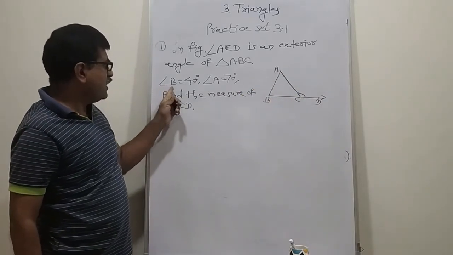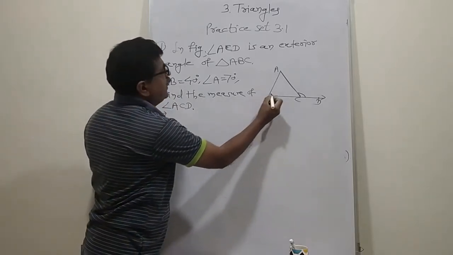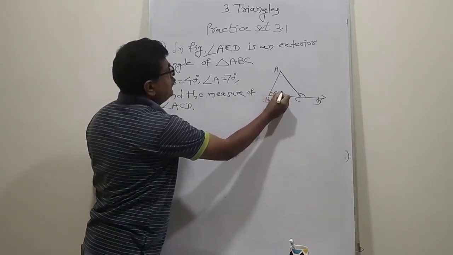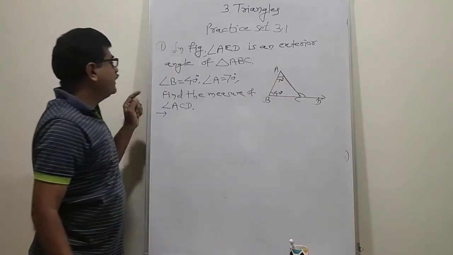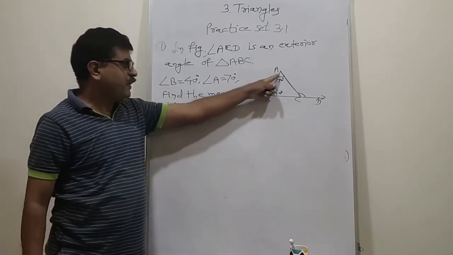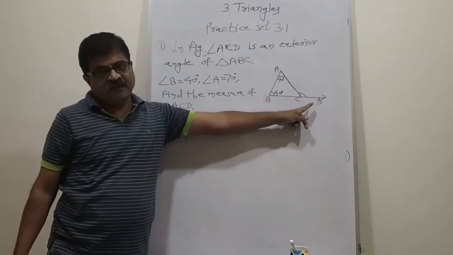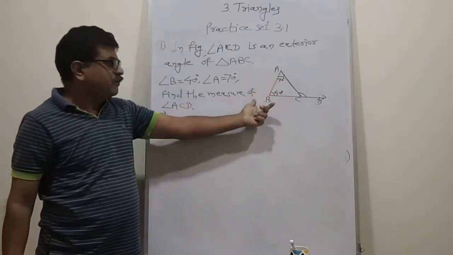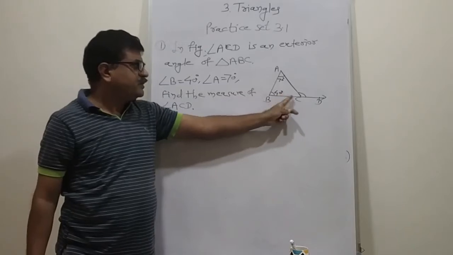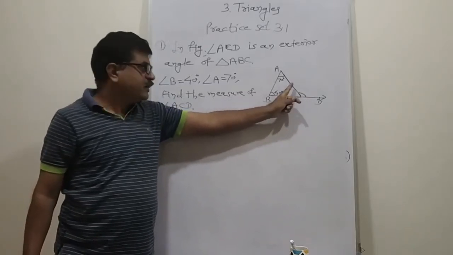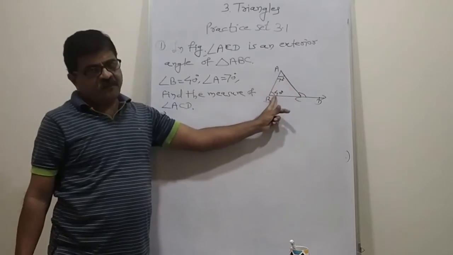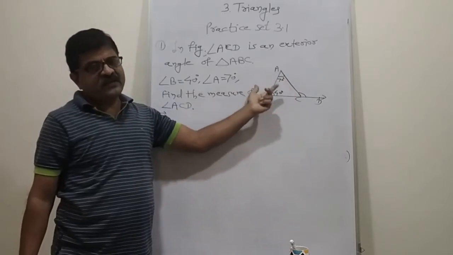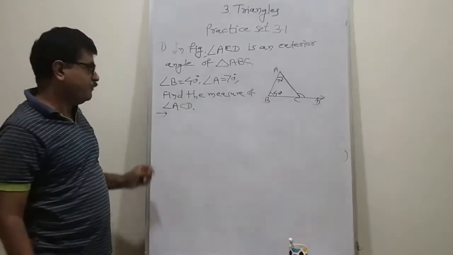We have given in triangle ABC, angle B is 40 degrees, angle A is 70 degrees. Then we have to find the measure of angle ACD. Now, by using the theorem, this angle is equal to the sum of these two angles. That is, by using the remote interior angles theorem.